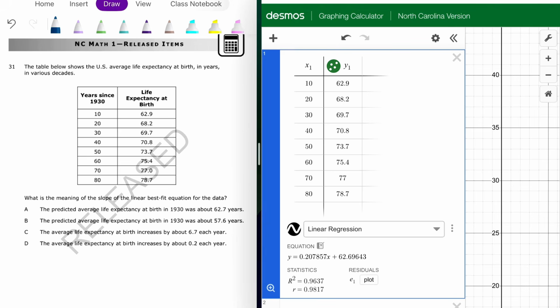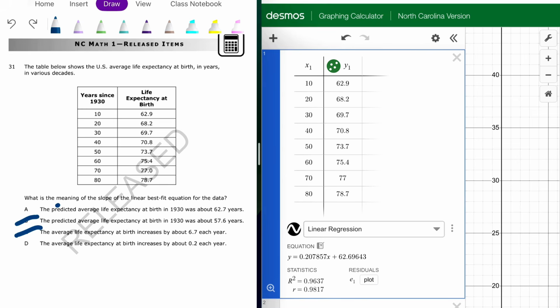And I see both of those things in the answer choices. So I'm going to eliminate B and C because I don't see either of those. Then it says, what's the meaning of the slope? Again, they let you use this magical tool because you still have to know things. And so you have to know that slope is the first number, the 0.2. And that answers the question for you.